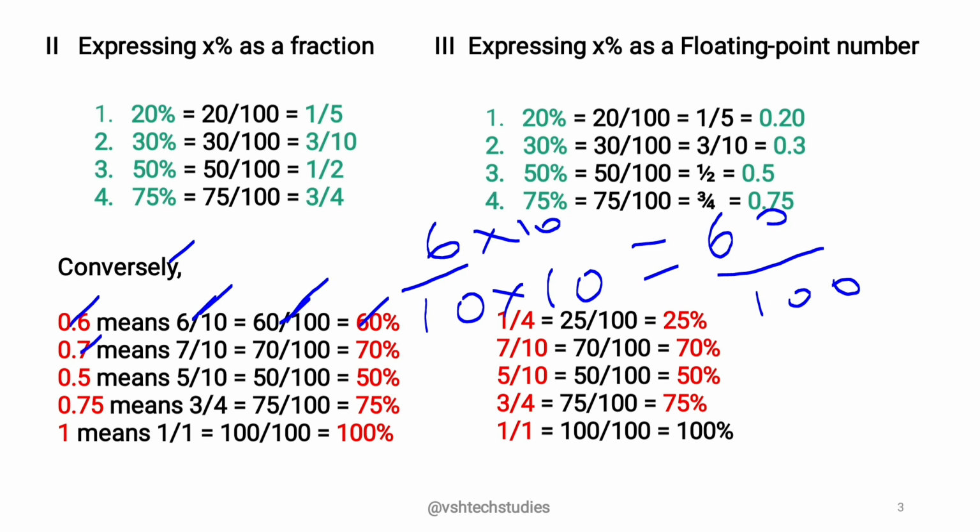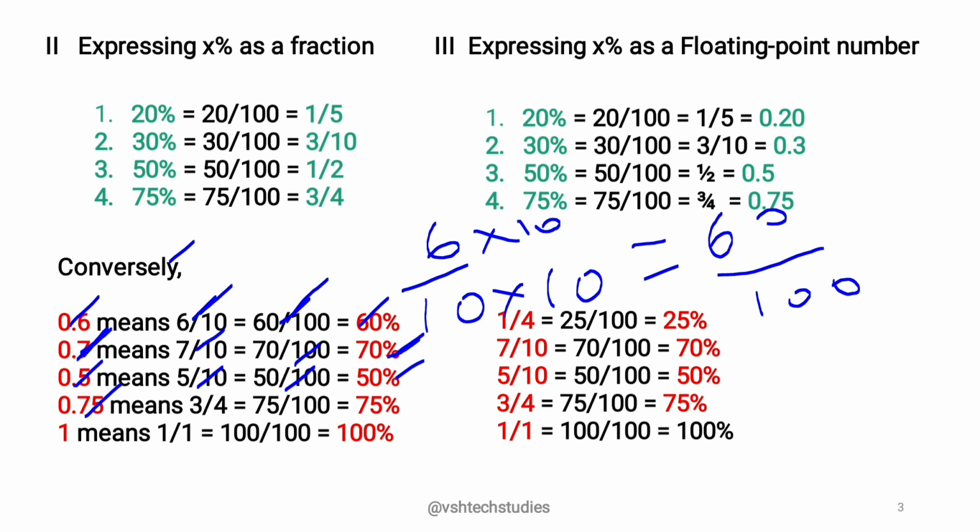Similarly, 0.7 is 7 by 10 or 70 by 100. So 70 parts in 100 parts means it is 70%. This is how the decimal 0.7, or floating point number 0.7, is converted to a percentage. The next example, 0.5, it is 5 by 10, equivalent to 50 by 100. So 50 parts in 100 means it is 50%.